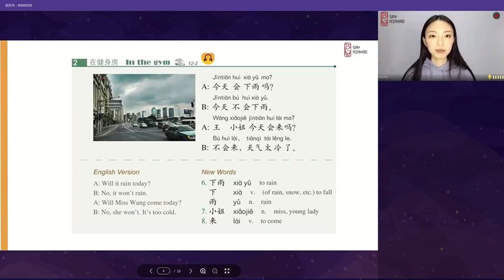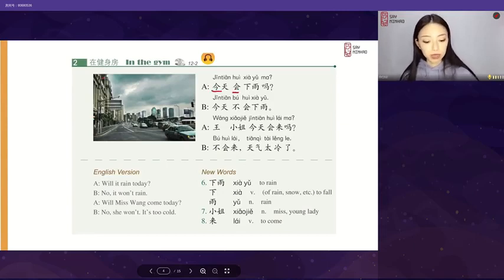今天会下雨吗? 今天不会下雨。 王小姐今天会来吗? 不会来, 天气太冷了。 Okay, let's see.